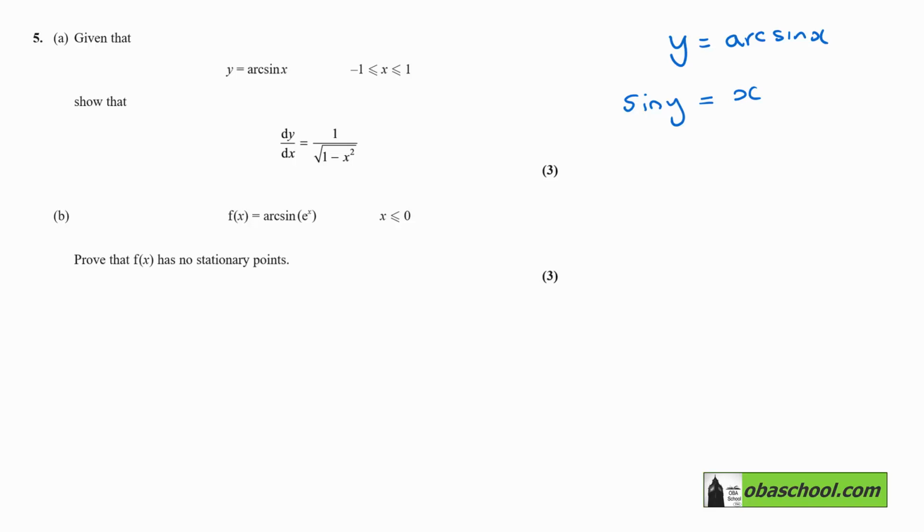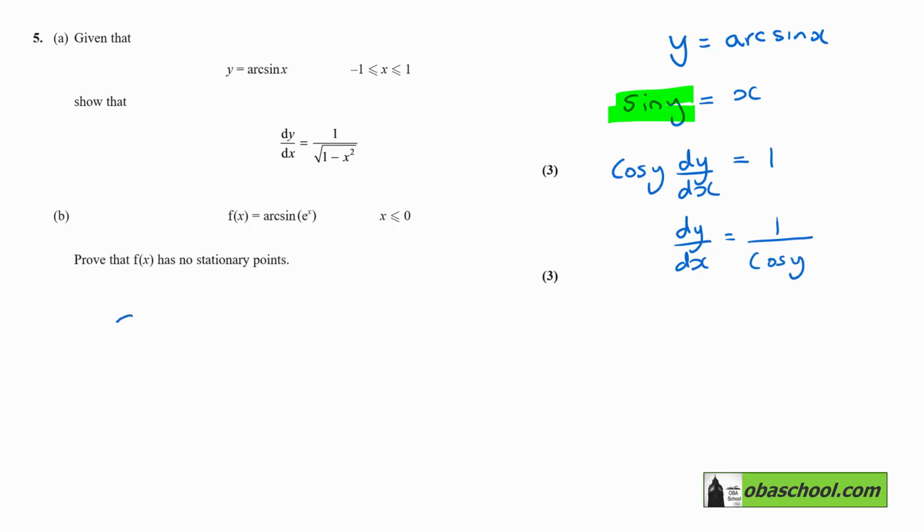Differentiate both sides with respect to x. That means we're doing implicit differentiation on this left-hand side. Sine differentiates to cos, so we get cos y. But we also need to multiply by dy/dx because we were differentiating with respect to x. Differentiating x with respect to x gives us 1. So dy/dx is equal to 1 over cos y.